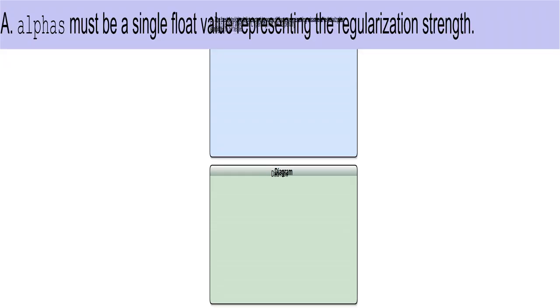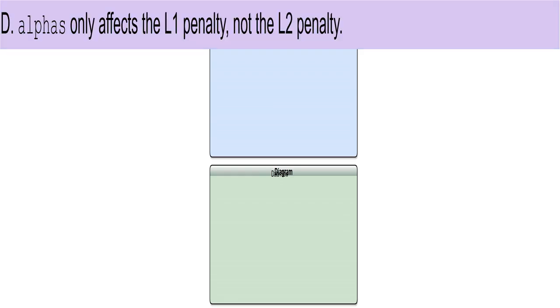This statement is false. As explained above, I need to provide several values, not just one. This statement is also incorrect. The alpha parameter influences both L1 and L2 penalties. It works alongside L1 ratio to control the overall effect of regularization.